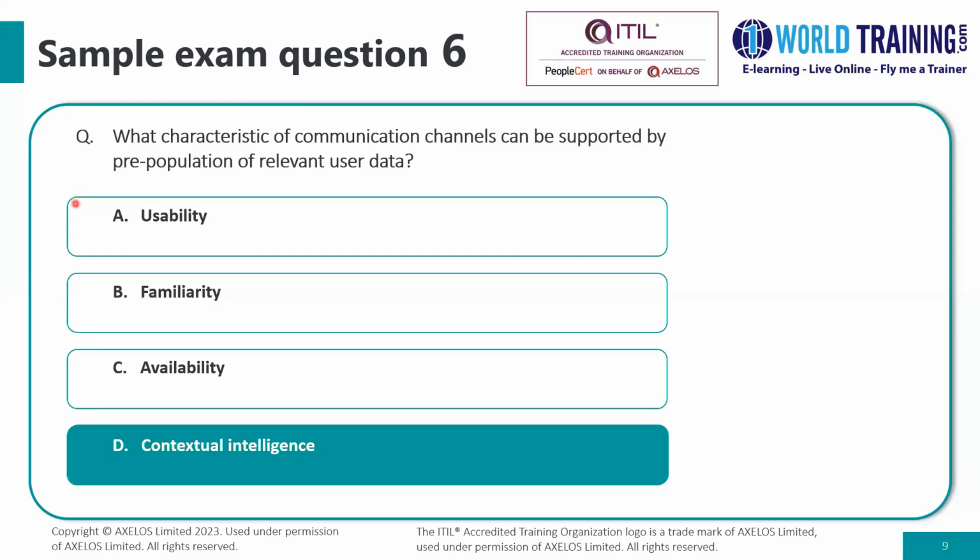Usability is about interfaces being clear, intuitive, helpful, and functional. Familiarity is about convenient, familiar channels rather than new, unfamiliar ones, such as social media, forums, emails, chats, which may be adapted for familiarity. Availability is about the channels being available when and where they are needed.